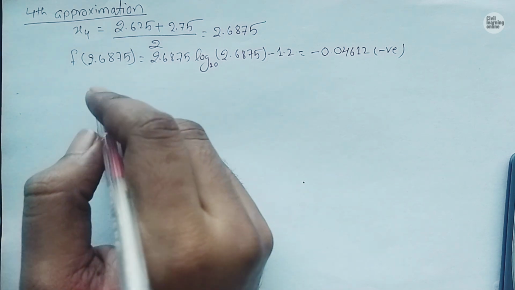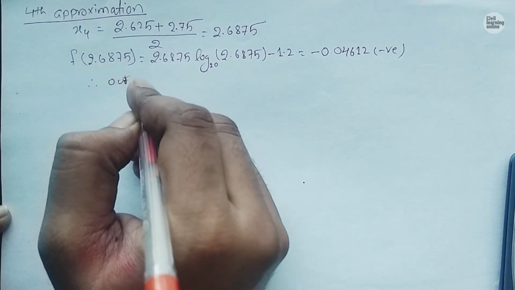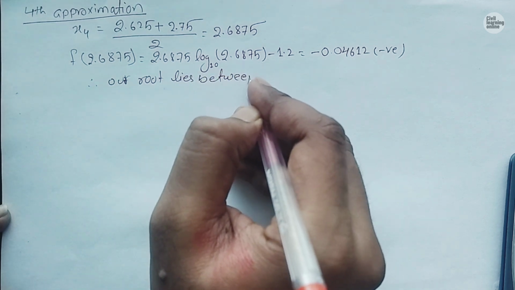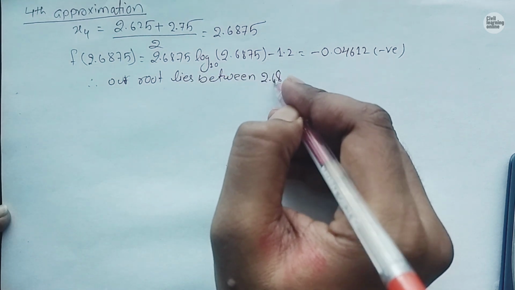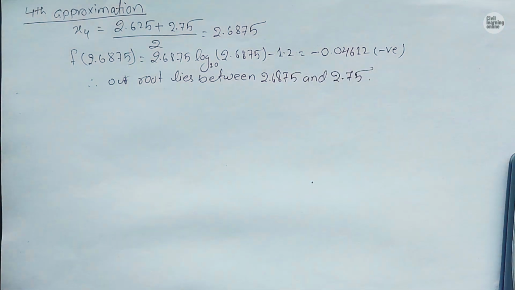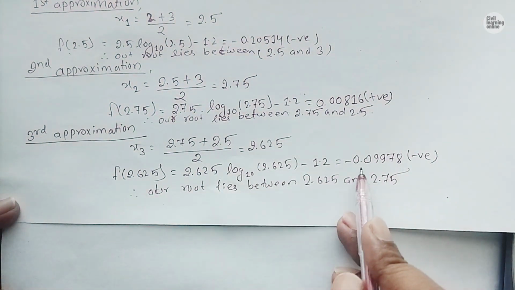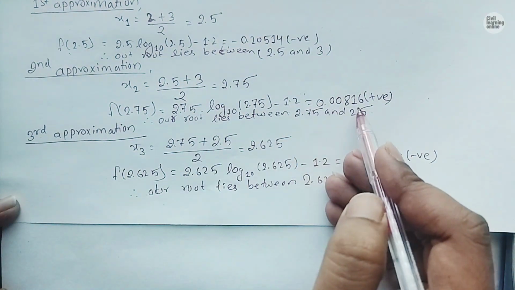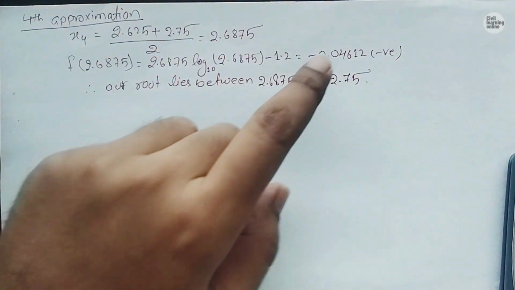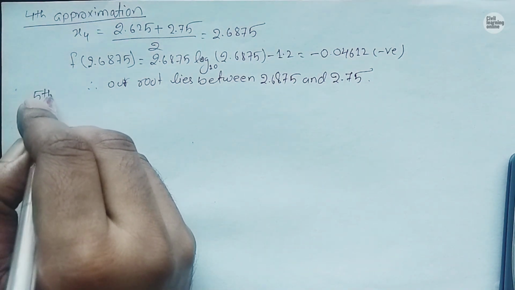So we will write here, therefore our root lies between 2.6875 and 2.75. Let me show you how we are doing this. See, here we have got negative, and when I move backward we have got positive here, which was for 2.75. That's why I selected 2.75, as we got a negative value here for 2.6875. So again we will do the fifth approximation.